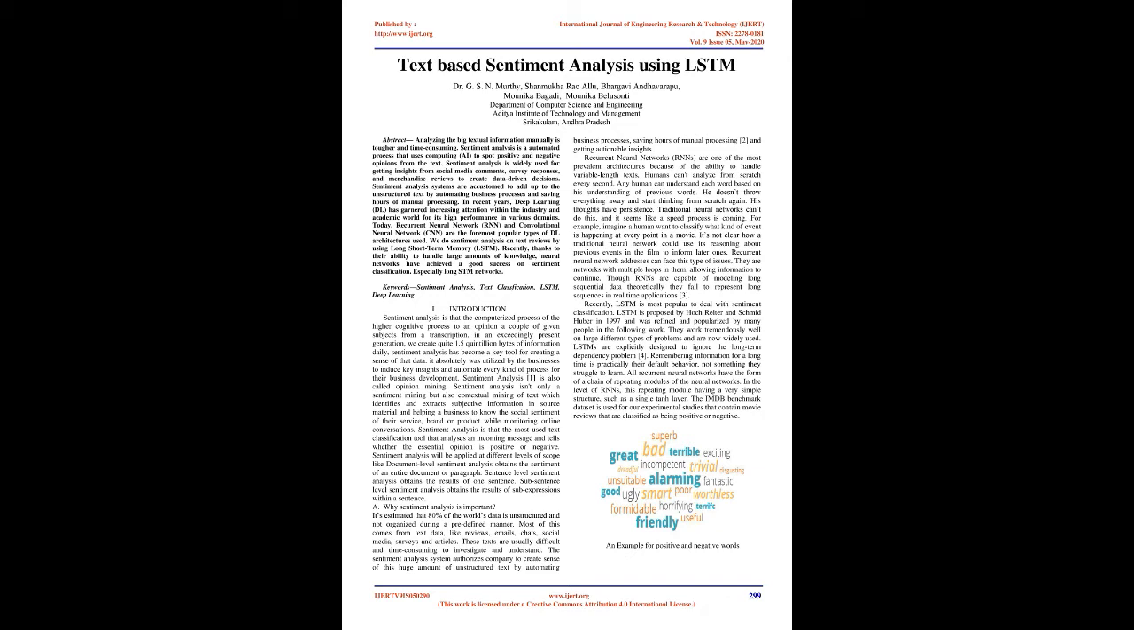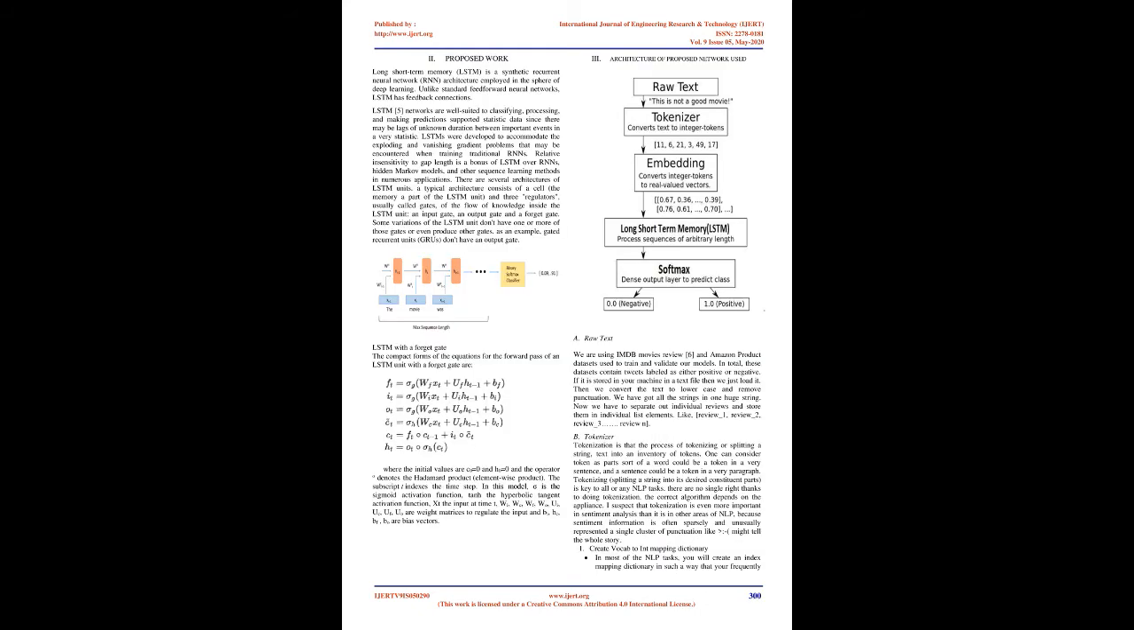Recently, LSTM is most popular to deal with sentiment classification. LSTM was proposed by Hochreiter and Schmidhuber in 1997 and was refined and popularized by many people in the following work. They work tremendously well on a large variety of problems and are now widely used. LSTMs are explicitly designed to avoid the long-term dependency problem. Remembering information for a long time is practically their default behavior, not something they struggle to learn.